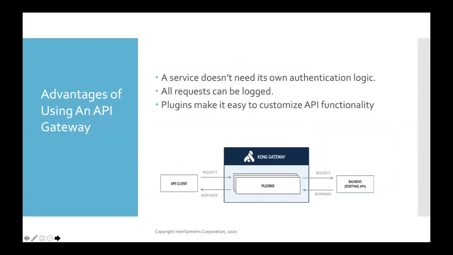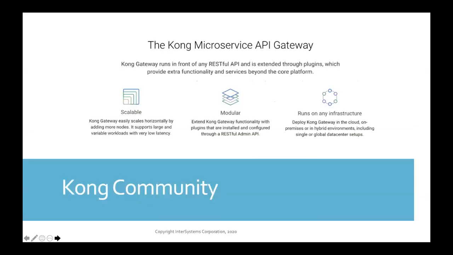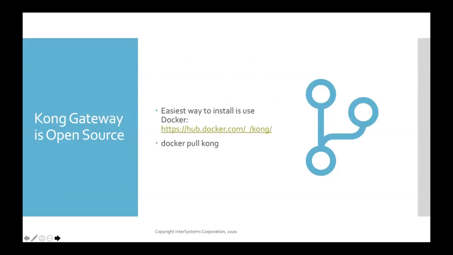So what are the advantages of using this? Well, you don't need to worry about all the authentication logic. You don't need to worry about logging. You could customize API functionality without having to build it all yourself. And that's really, really good news. I'm not plugging Kong here, but the Kong Community Edition has lots of great features. We can't even discuss them all. Very scalable, modular, and it runs on any infrastructure. It's open source. You could pull it from Docker Hub, or you can go to the Kong website and get it for your use.